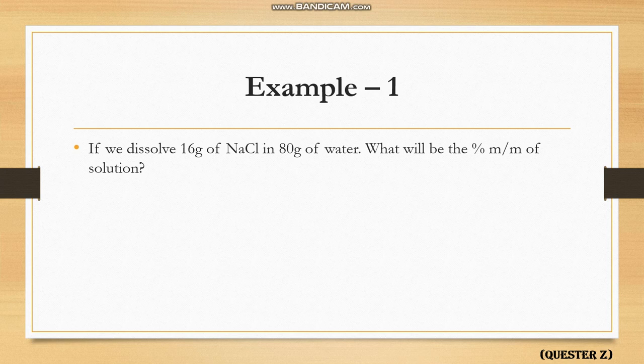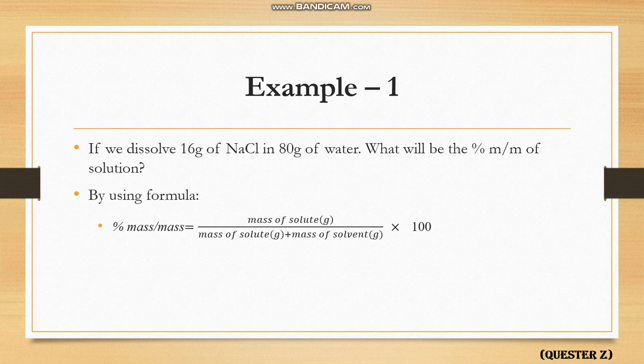Example, if we take 16 grams of NaCl and we have a beaker containing 80 grams of water, we will dissolve the salt in the 80 grams of water. Now, how do we find out the concentration of this solution? By using the formula, mass of solute, that is 16 grams, divided by mass of solute 16 grams plus mass of solvent, that is 80 grams, multiplied by 100. By putting in these values, you can easily find out the concentration. So the concentration of the given question is 16.66.